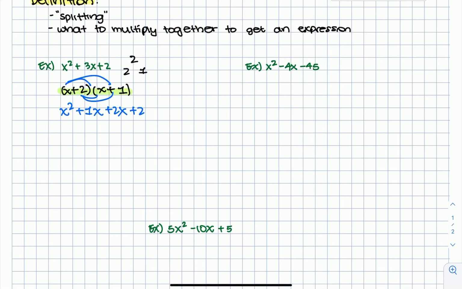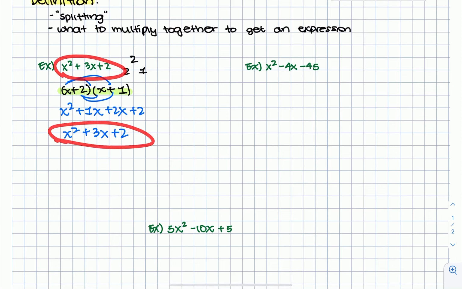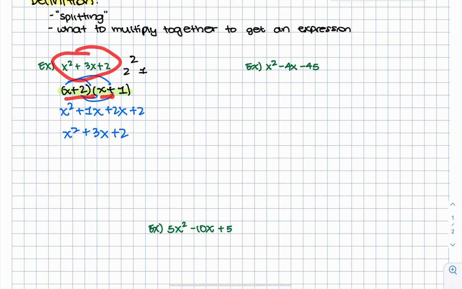We can simplify this further because 1x plus 2x equals 3x. So x squared plus 3x plus 2, and that's what I told you guys. These are the same. All you did was split this up into these two factors, and that's how factoring works.